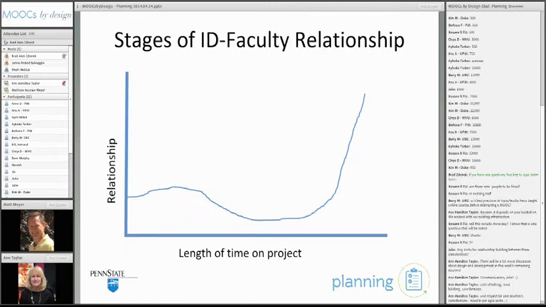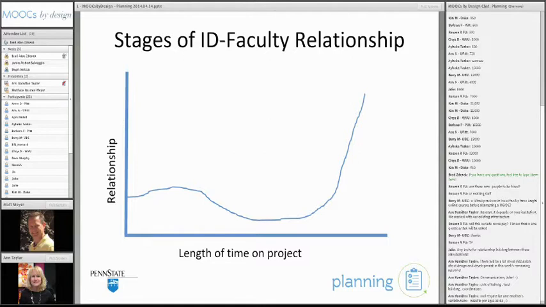So I always put this in. I don't want to spend too much time on this, but I consider this the stages of the instructional design faculty relationship. And this goes back in all my experiences with any type of subject matter expert, especially those who come into a project as, you need to give us your expertise because we're going to make this online thing.